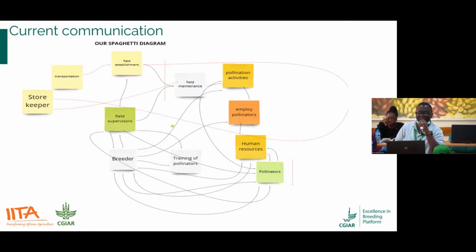The next slide talks about the current communication system that represents our spaghetti diagram. It talks about activities among the players, how they communicate, and all that. So we now propose a project communication plan for the project team. And it talks about the time of meeting, frequency of meeting, and the agenda of the meeting of the project team, stated there in the next slide.